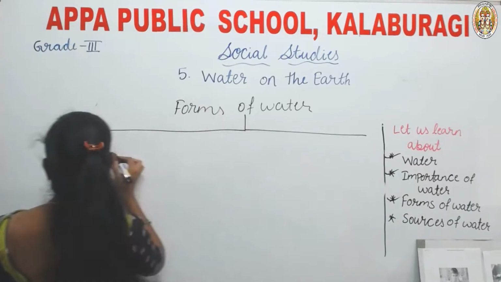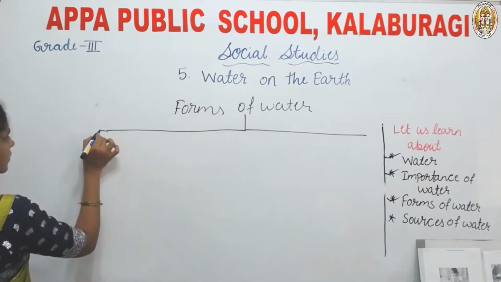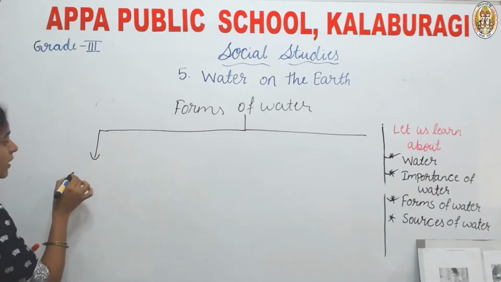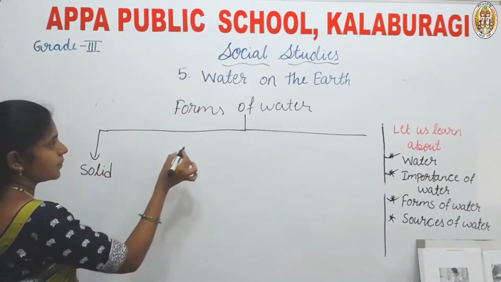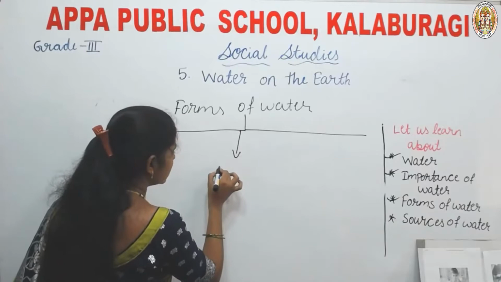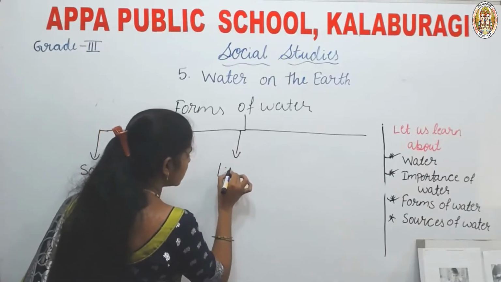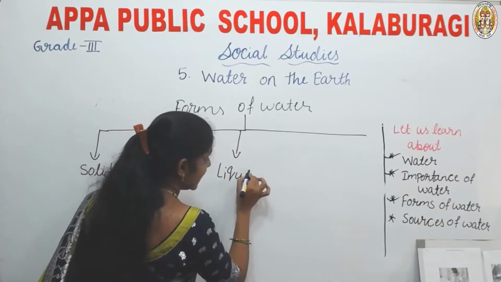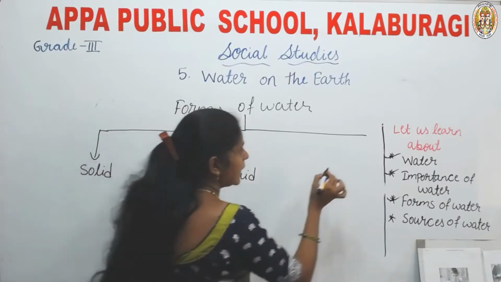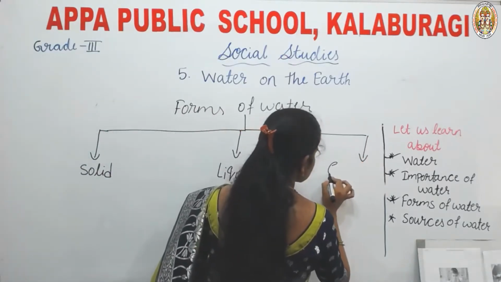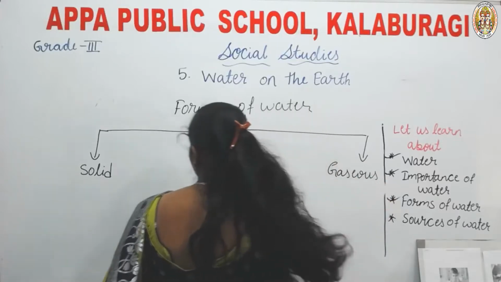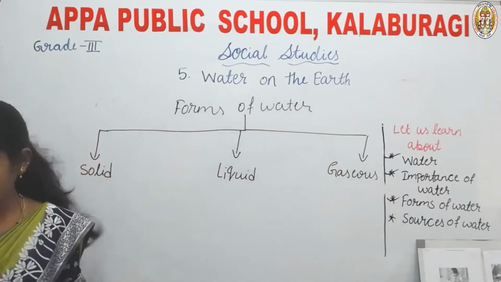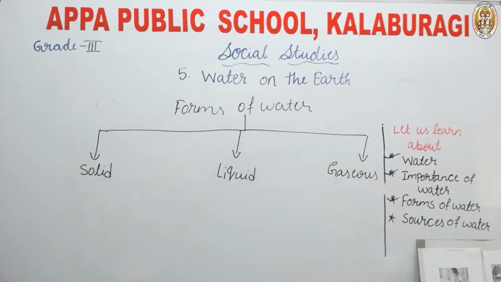How many forms of water are there? Three. One is solid, liquid, and gaseous. We can see here three forms of water.